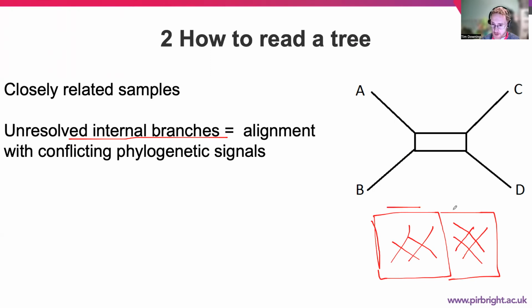So there might be two different regions of our alignment that produce this kind of internal conflict, and therefore a network can be a good way of representing that, especially for recently collected samples where there's more likely to be this kind of heterogeneity.